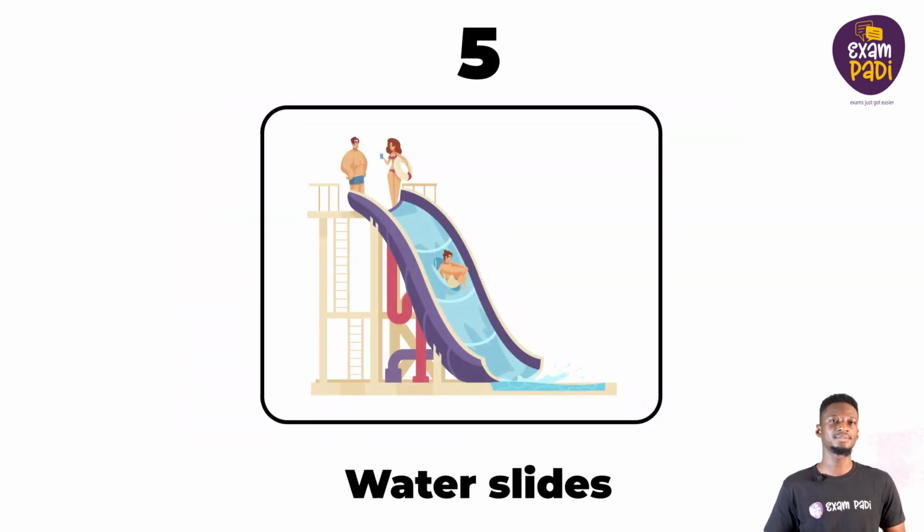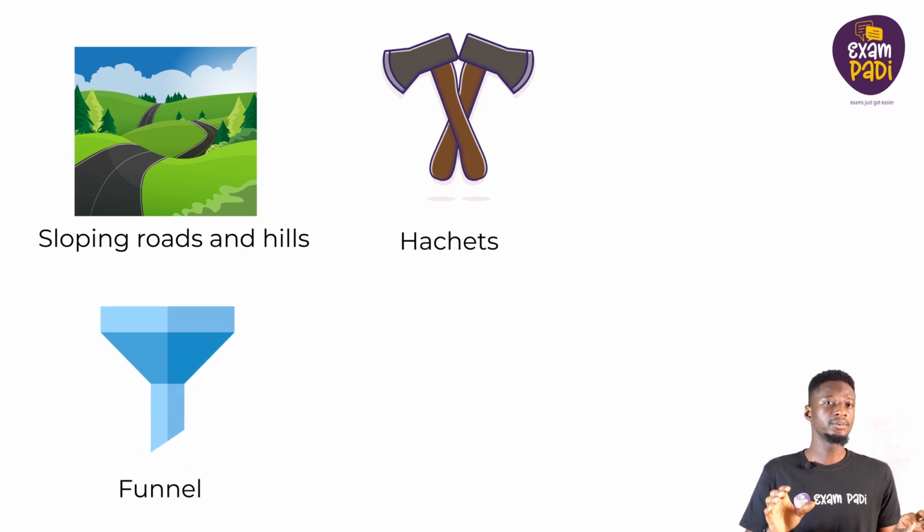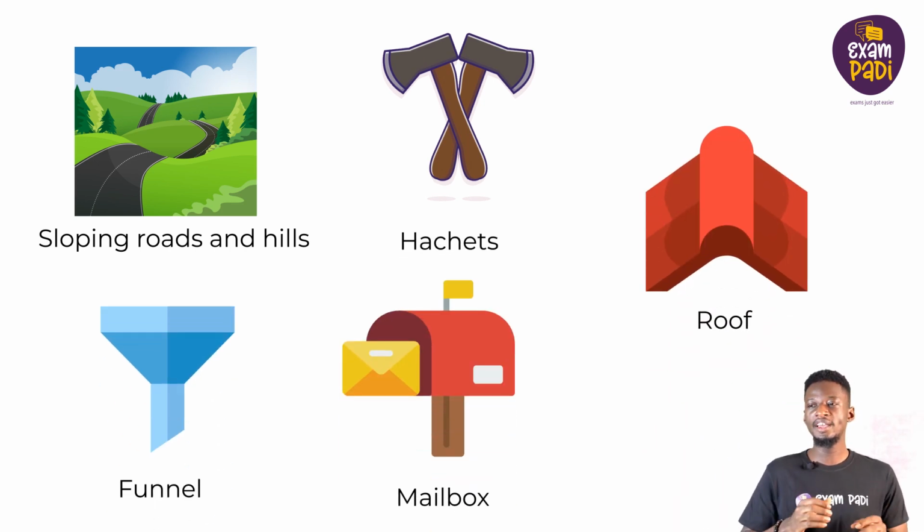5. Water slides. A person climbs to the top and, using the slippery water surface, accelerates down the plane at exciting speed. Other examples include sloping roads and hills, ascents, funnels, mailbox, roof, and so on.